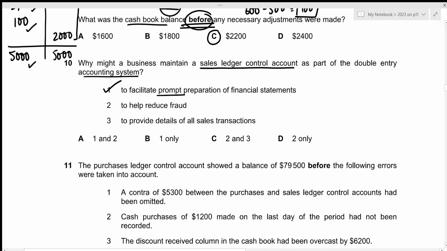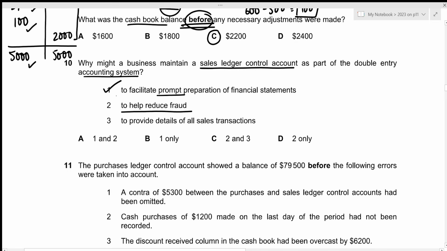The second one is to help reduce fraud. That is also correct because sales ledger and sales ledger control account will be prepared by two different staffs, which means that the trade receivables balance as per the sales ledger and the trade receivables balance as per the sales ledger control account should be the same in order to conclude that there has been no fraud.